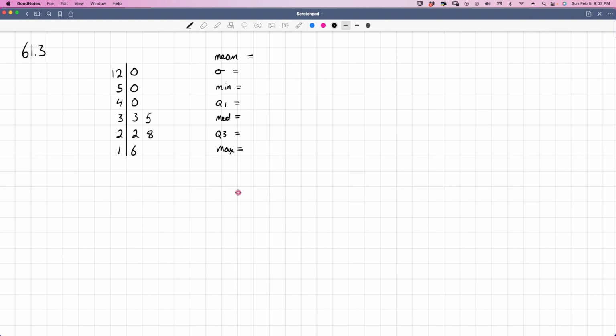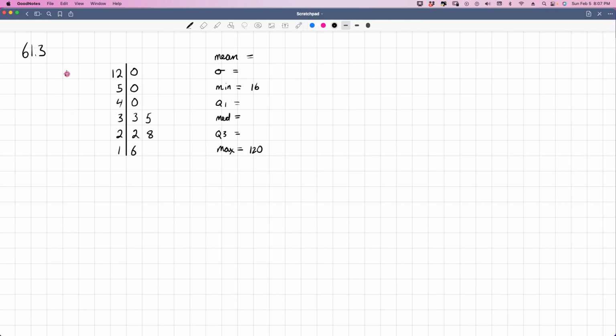So first let's find the mean. Well, the minimum is going to be the easiest to find, minimum and max. The minimum is 16. The max is 120. So those are the easiest to find. So now finding the mean is not going to be very difficult either.